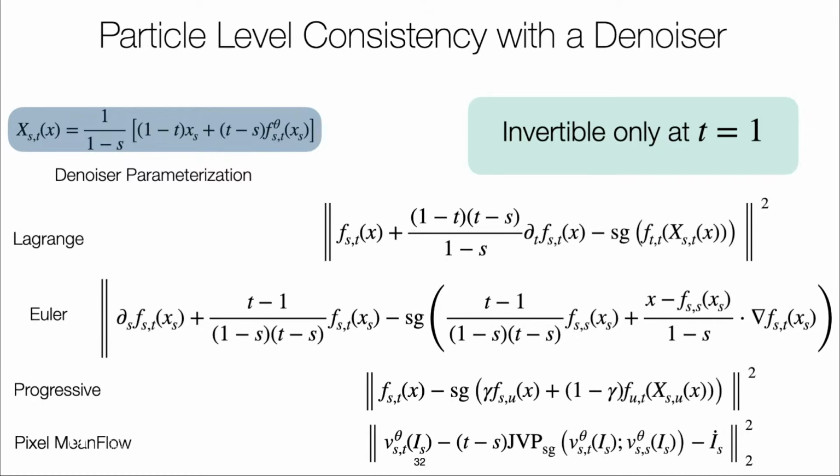Now you can write the same kind of particle level losses for the denoiser parameterization. The math gets a bit hairier. I mean, the algebra gets hairier, not the math. But all this is to say that a lot of the flow map objectives automatically port over and have equivalent interpretations to train a normalizing flow type model.